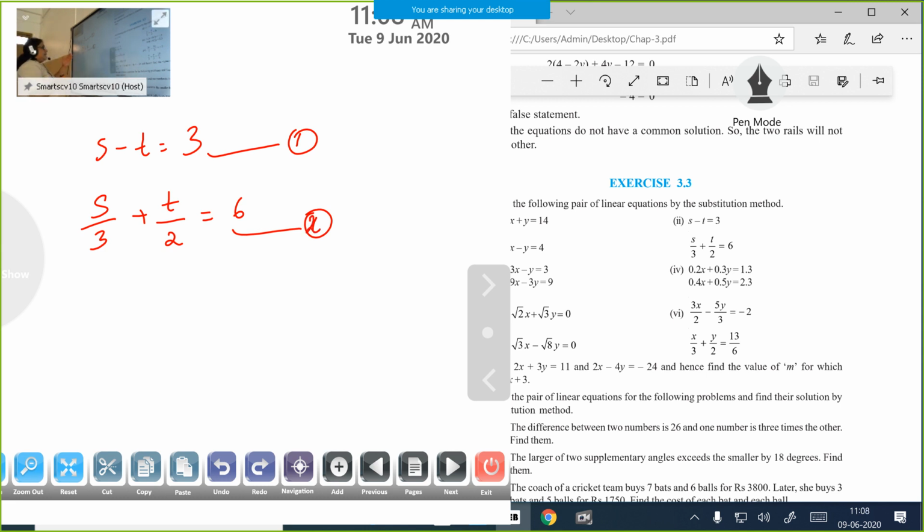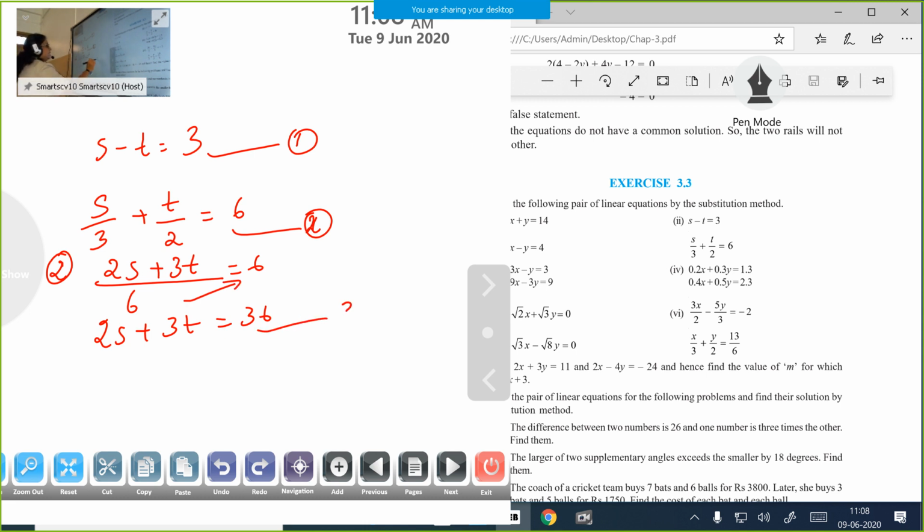Then convert the second equation into normal form. Take the LCM of 3 and 2, which is 6. Rearrange the second equation with LCM 6, that means 2s plus 3t is equal to 36. Cross multiply.